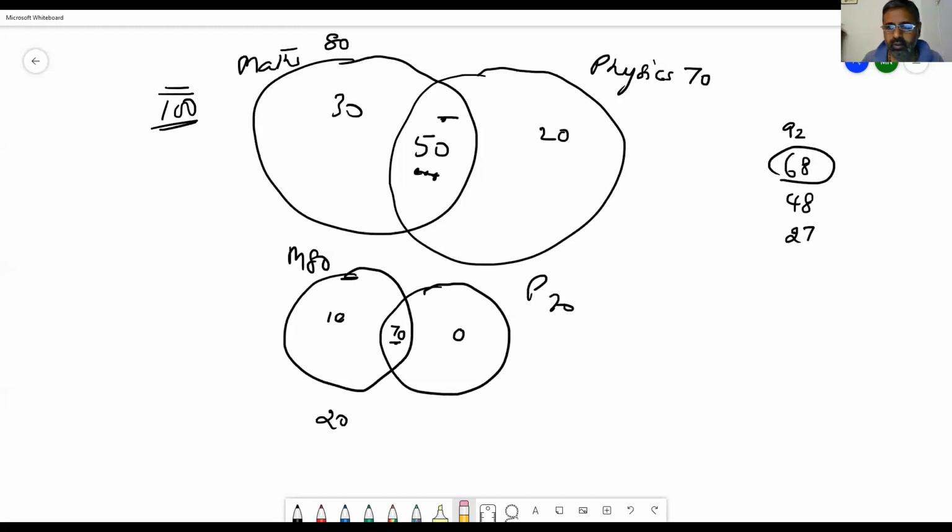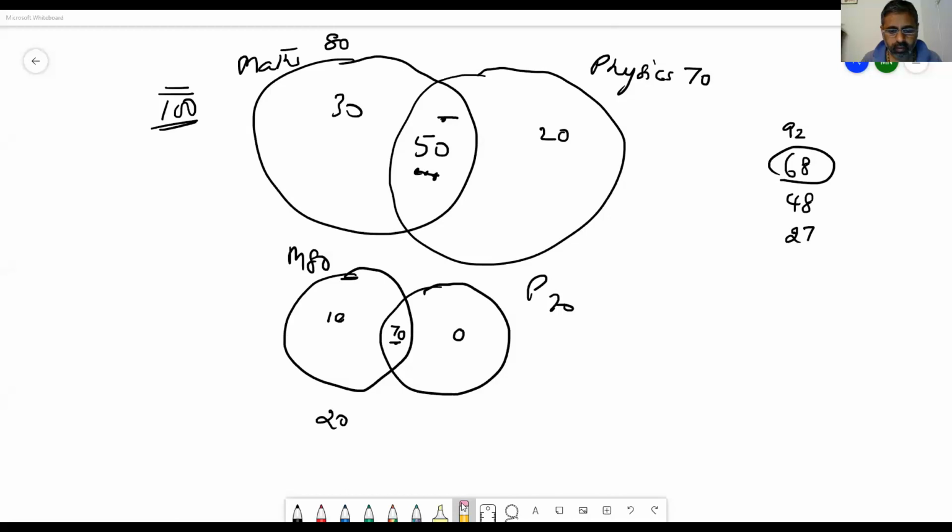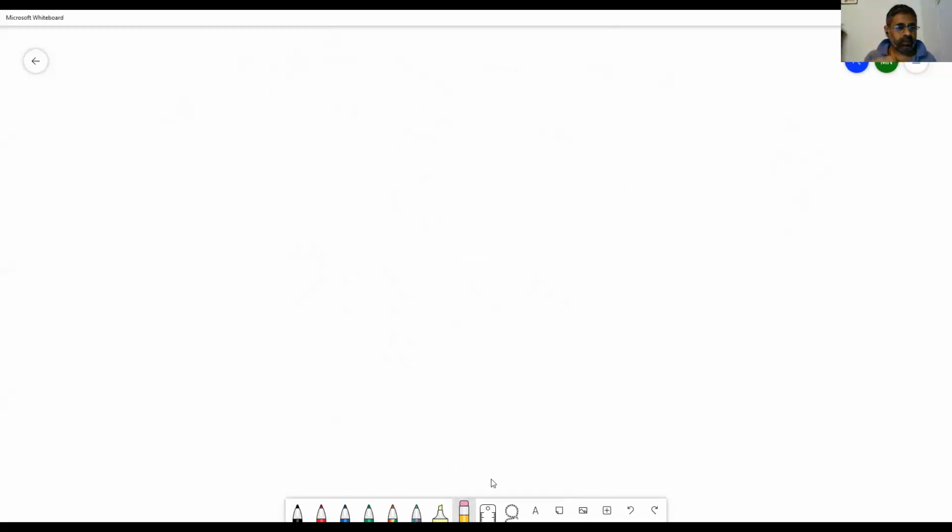I think there's a problem. I'll just close this and restart again. Okay, there's a problem with this sensitivity. It's not responding.